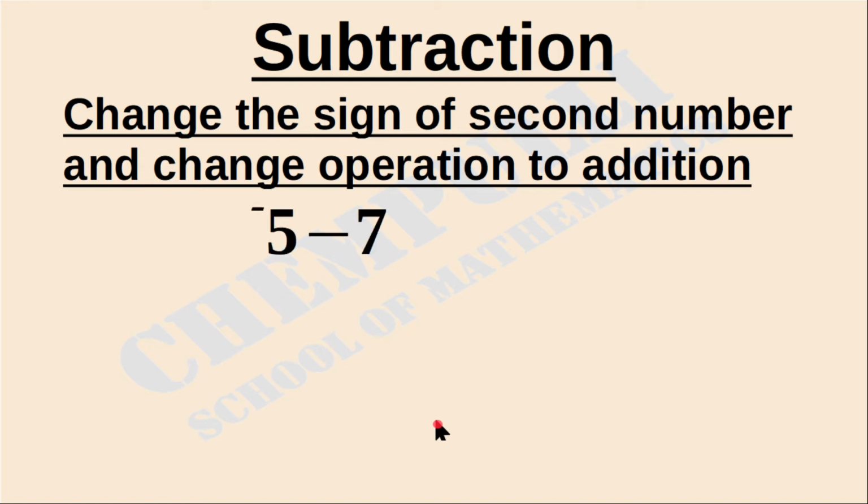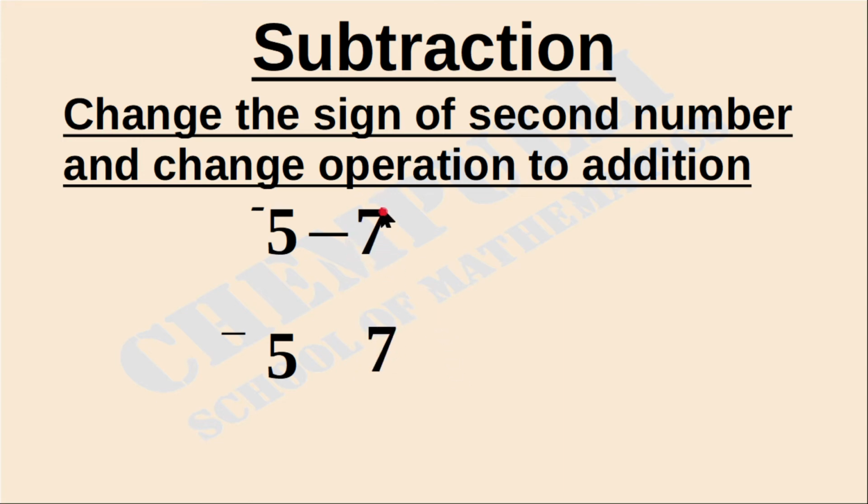Next one. Here the question is negative 5 minus 7. First, we have to change the sign of the second number. After that, change the operation to addition. For the first number, there is no change, so we first write the first number, negative 5. What is the second number here? 7. We have to change the sign of 7.